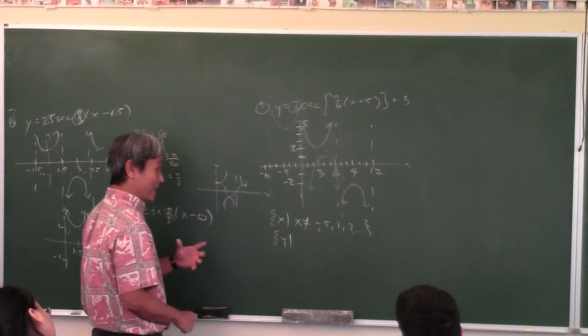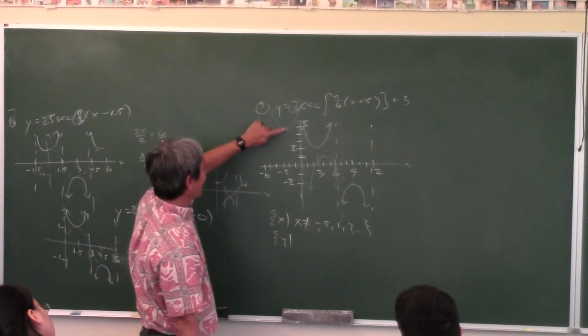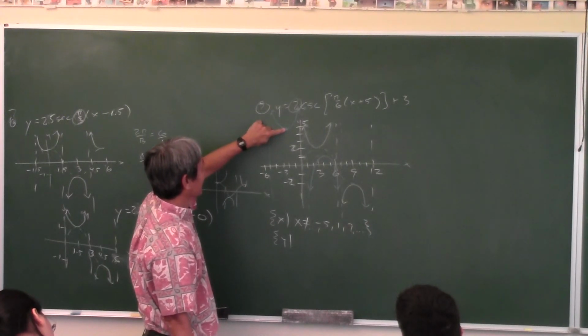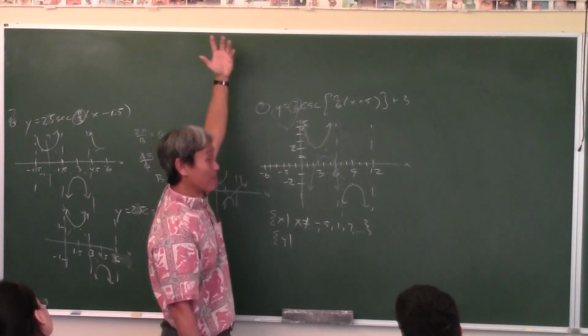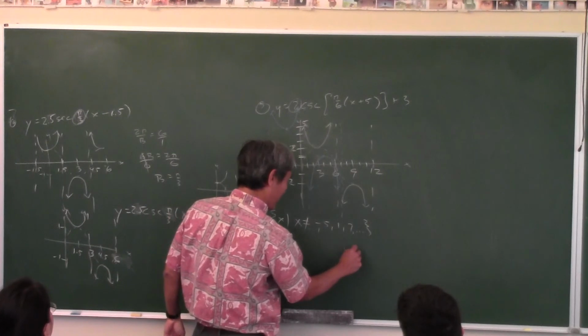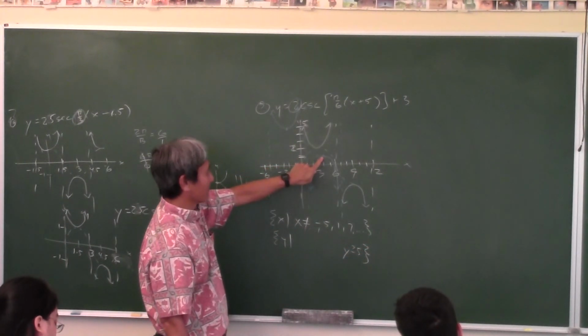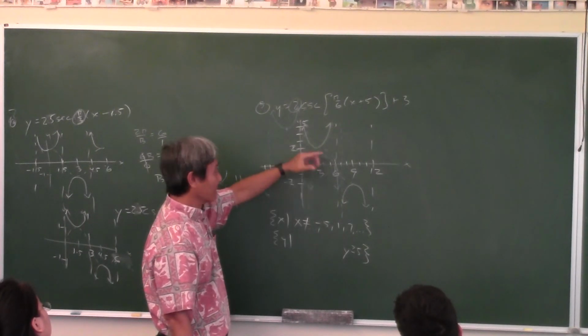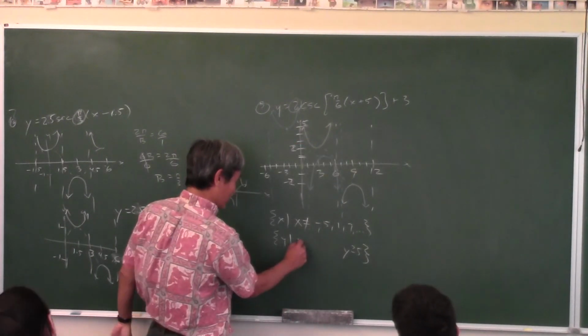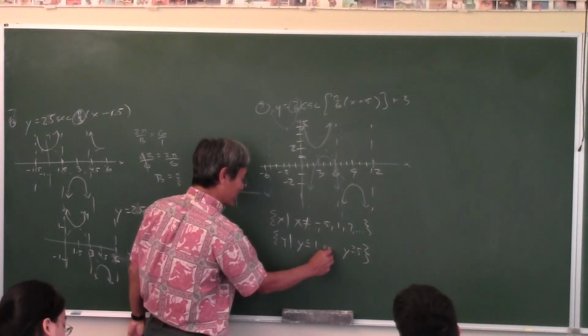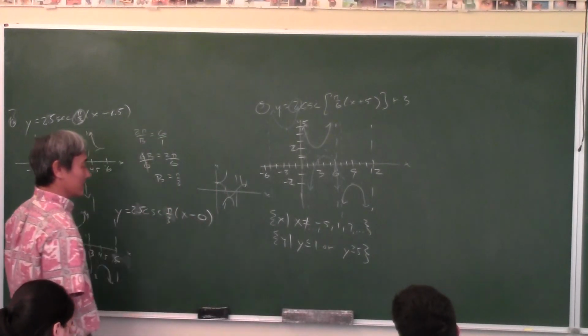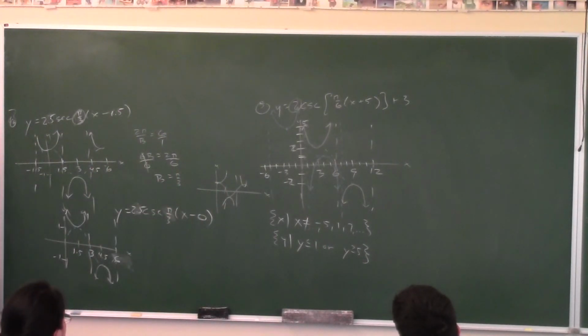Now, what about the range? Well, what is the y-coordinate right here? 5. 5, and then everything above it. So wouldn't it be y greater than or equal to 5? Yes. And then what's the y-coordinate right here? 1, and then everything below it. So it'll be y is less than or equal to 1, and then put an or in between. There you go. That's the domain and the range.